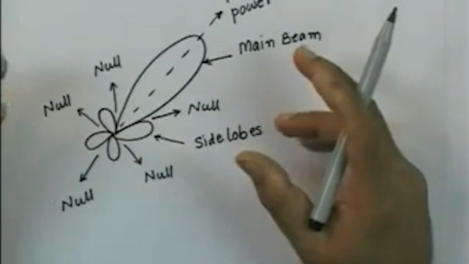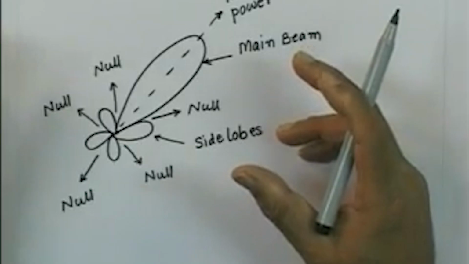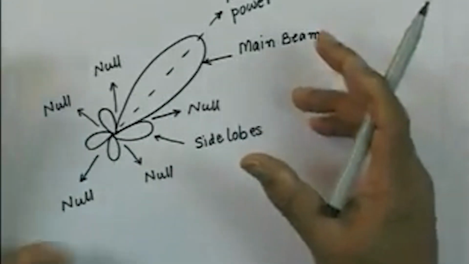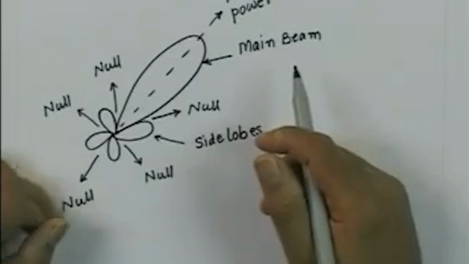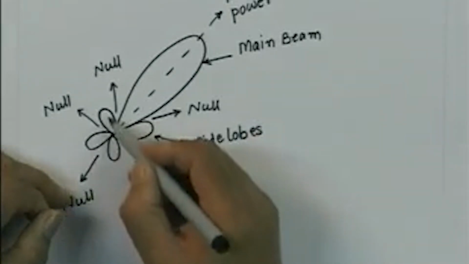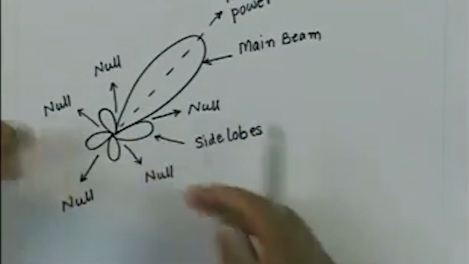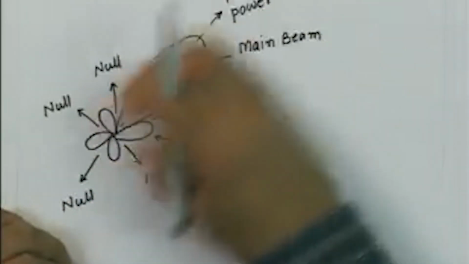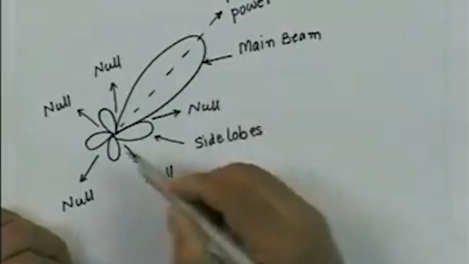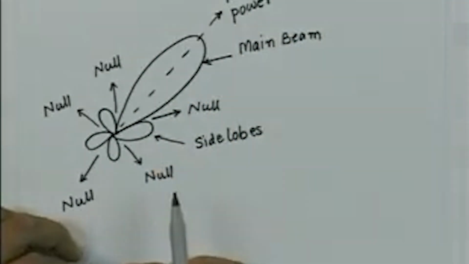Now as we saw last time, depending upon the application, you may require a very directional antenna, in the sense I want to send the power only in a particular direction, as we saw in the case of, let us say, a microwave tower. So in that case I want the side lobes to be as small as possible, and most of the field must get concentrated only in the direction of the main beam, or the maximum power direction.